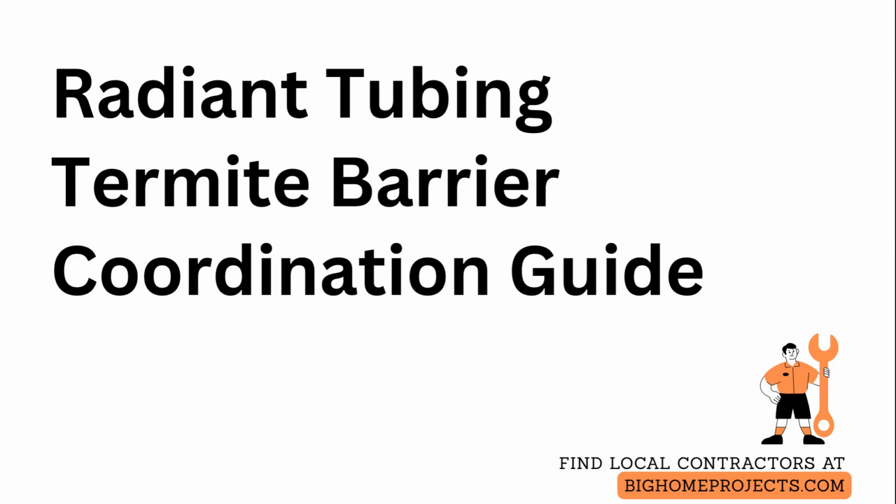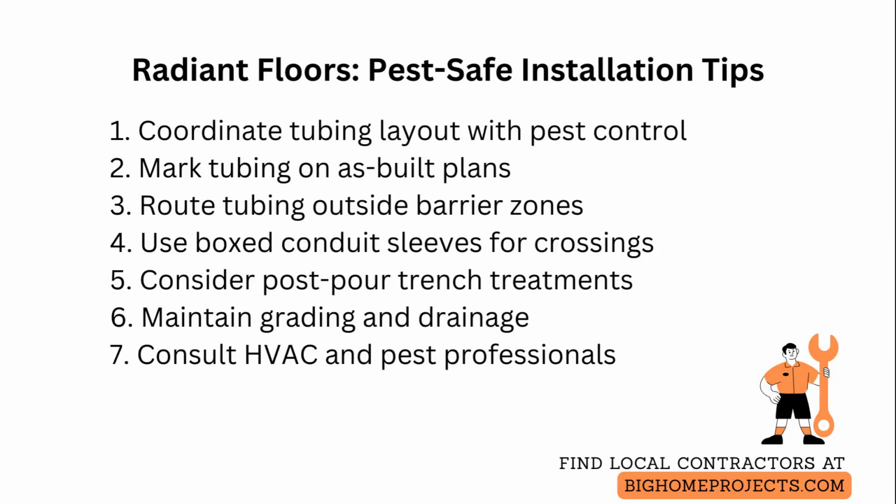Radiant floor heating alters slab layouts and can change where pests like termites access a building, so evaluate pest impacts during new home construction. When planning radiant tubing layout, coordinate early with pest control so termiticide zones and physical barriers are mapped around tubing runs and slab penetrations. Mark tubing positions on as-built plans and keep a minimum setback where local codes require barriers to prevent compromises.